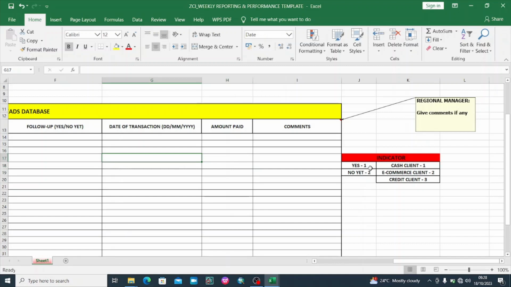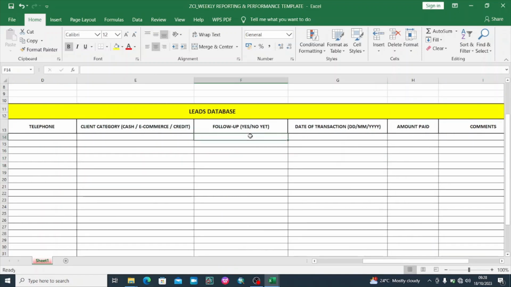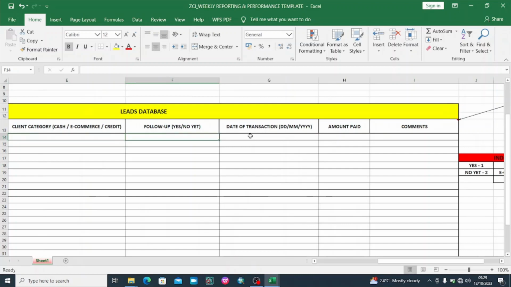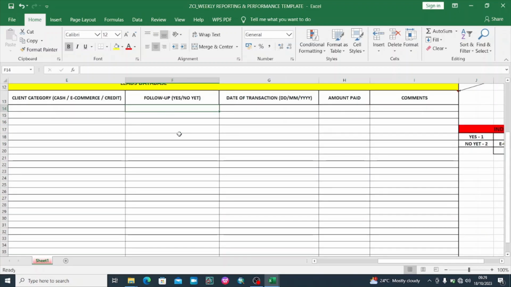So yes, if you have done follow up with the person in this column, instead of the alphabet, yes will be 1. For the second row, not yet. Maybe you've not actually followed up with this person, 2. Do you get it? So we don't want alphabet. That was why we coded 1 as yes and 2 as not yet. This is because when Abuja or the superior officers want to do their reporting analysis, it will be much easier to compute. For example, now let me show you.